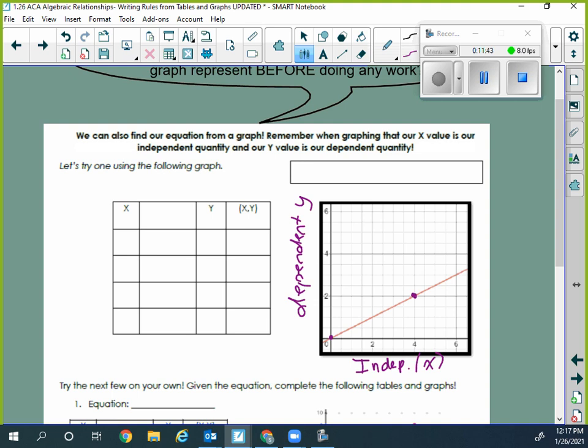So that means 0, 0 was the first point. Can I learn anything from just using 0, 0? No. I gotta use this one. So that means my x is 4. And what is my y? 2. Okay? So the points were 0, 0, and then 4, 2.